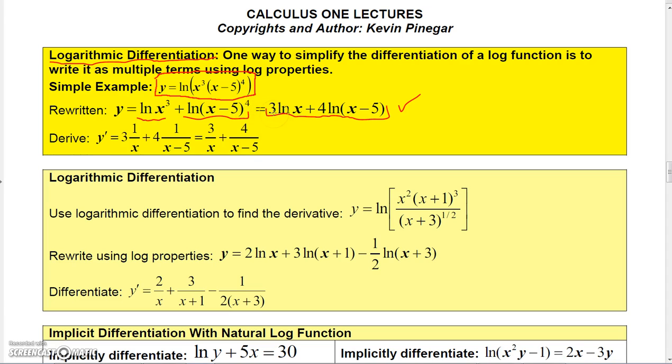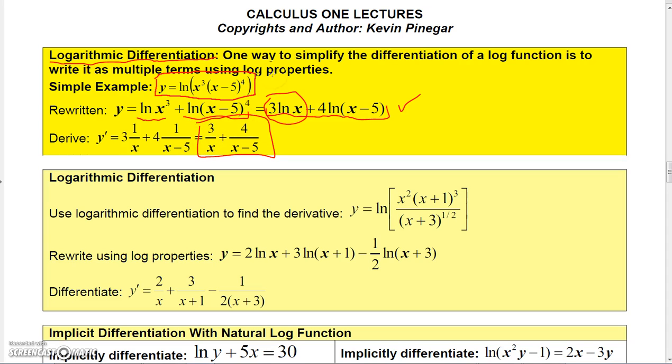Now, if I want to take the derivative of these functions, I'd have to take the derivative of 3 natural log of x first. Well, that's going to be 3 times the derivative of natural log of x, which is 1 over x. And then if I want to take the derivative of 4 natural log of x minus 5, that's going to be 4 times the derivative of natural log of x minus 5, which would be just 1 over x minus 5, because the derivative of x minus 5 is 1, so the chain rule doesn't really apply here. And then if you simplify that, you'll get 3 over x plus 4 over x minus 5.